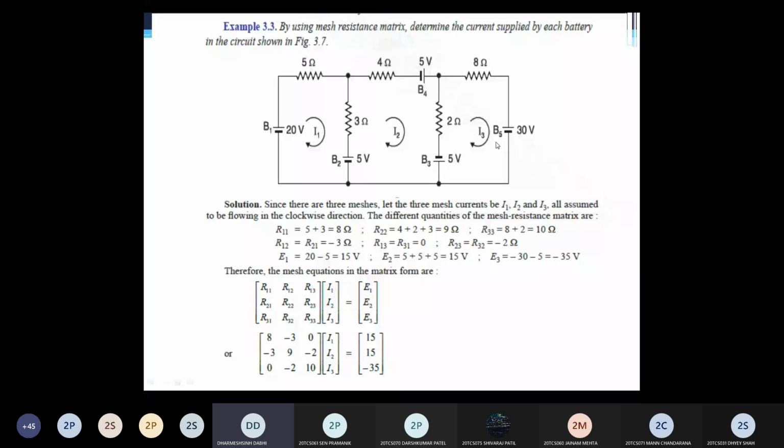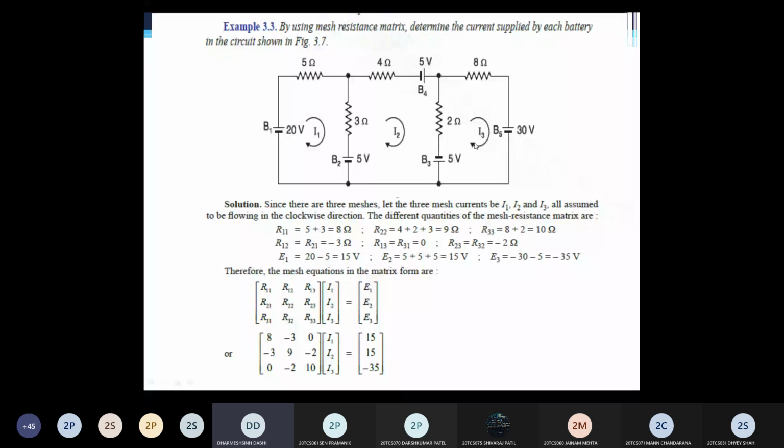So what is the current flowing into the battery B3? Now, after getting the currents I1, I2, I3, your current I3 is flowing in anti-clockwise direction like this, and current I2 is also flowing this way. So both currents are flowing in the same direction. So the answer is I2 plus I3. Current flowing into the battery B3 is I2 plus I3.